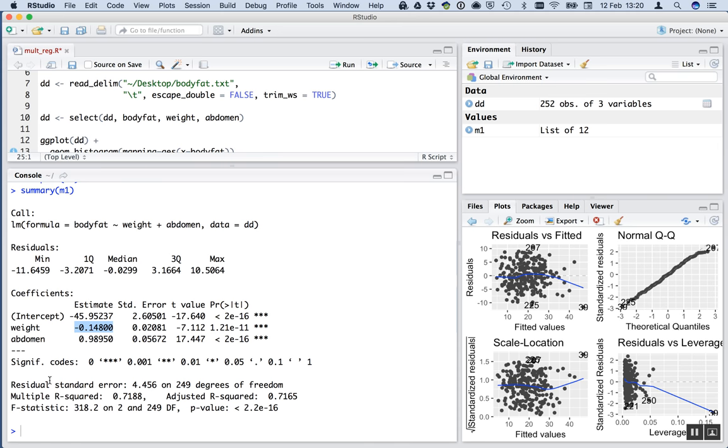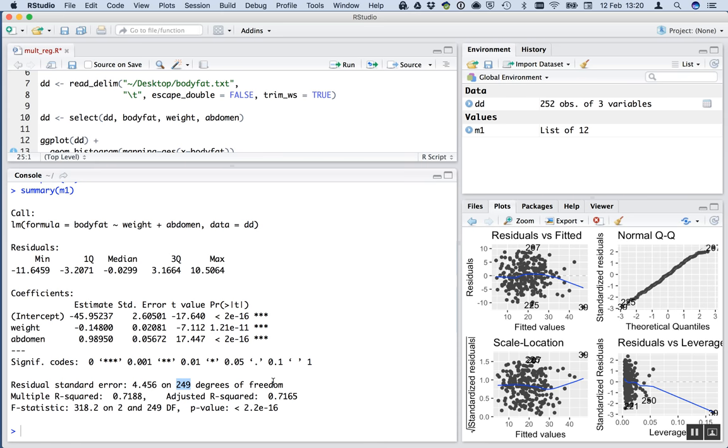Let's just continue through here. Residual standard error, I don't often look at that, but here we see, really important, 249 degrees of freedom for error. The residual degrees of freedom is 249. That is exactly what we expected. It's 252 minus 3. Perfect. Next line, two versions of the R squared, both of them about the same, about 0.72, or 72% of the variation in body fat is explained by weight and abdomen.